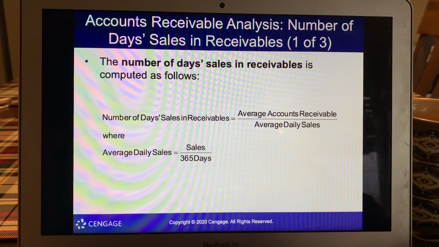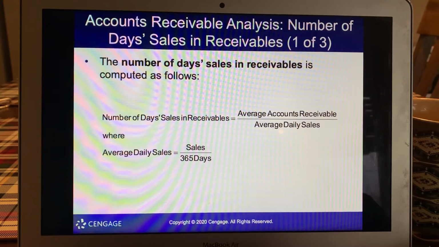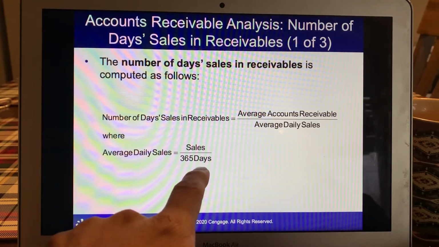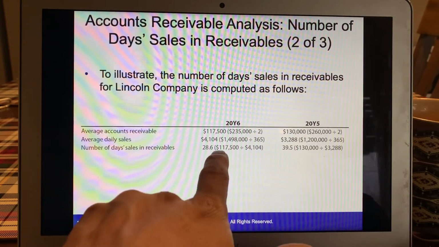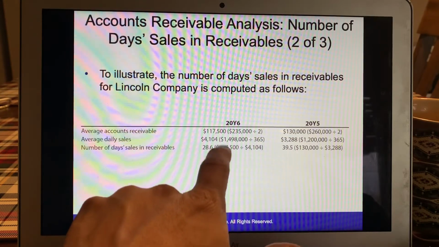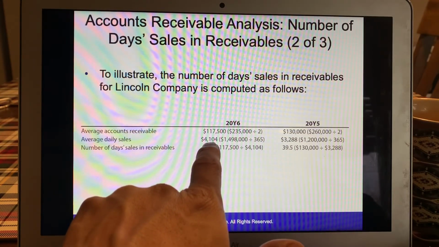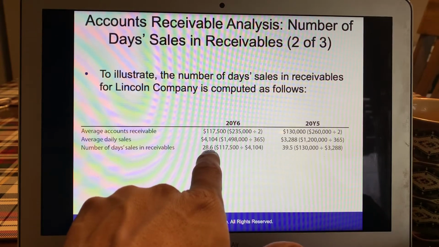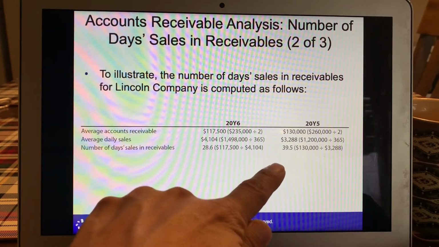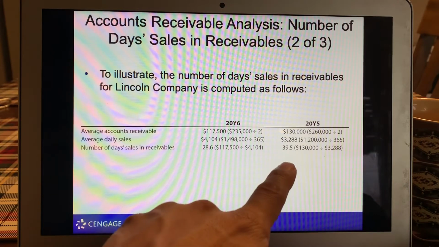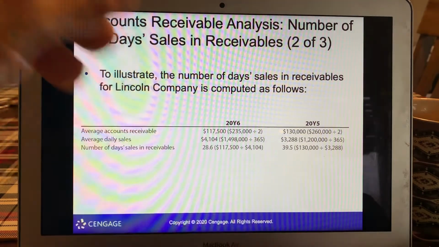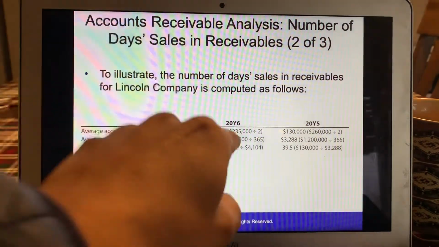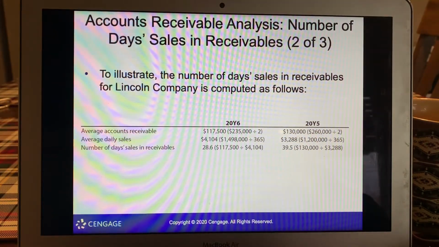Number of days sales in receivables is computed as follows: average accounts receivable divided by average daily sales, or sales divided by 365 days in a year. So here's an example. Average accounts receivable is 117,500. Average daily sales is 41.5, so 28.6. Now in 2015, 130 divided by 3,288, so it will be 39.5. Okay, so that's how we calculate it, and it's broken down right here if you want to get more detail into it.